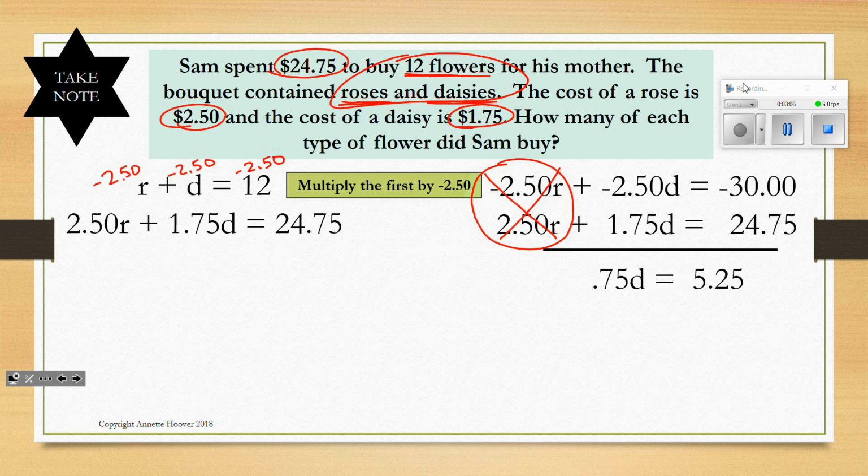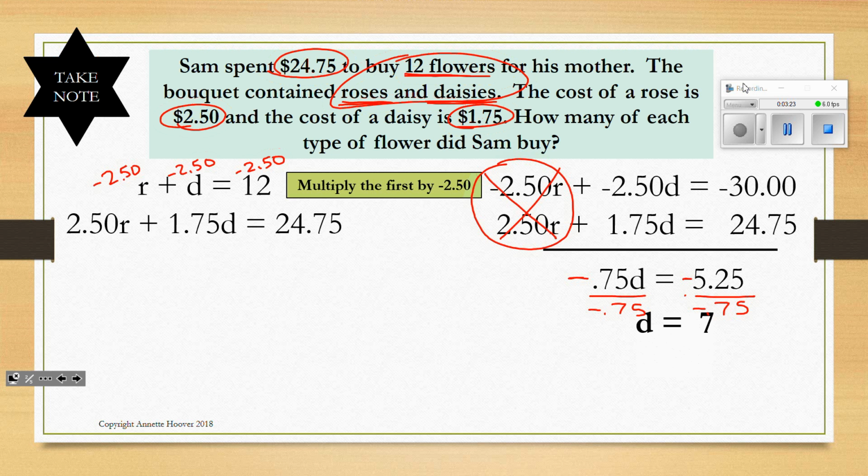This is supposed to be negative. And negative 30 and 2475 would be a negative 525. Now if you divide both sides by negative 75 cents, we will see that the number of daisies is equal to 7.